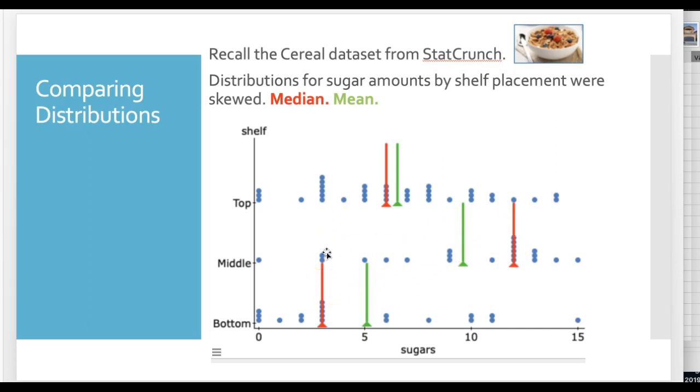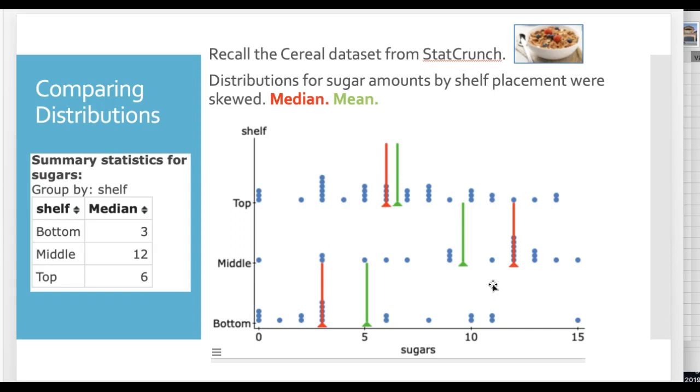So this is also indicating that maybe we shouldn't be using the sample mean and standard deviation or the empirical rule in comparing these distributions. And for the top shelf, we get the same thing. Here's our median, here's our mean, maybe a slight indication that it's skewed to the right. So in this case, maybe we should be looking at medians or interquartile ranges.